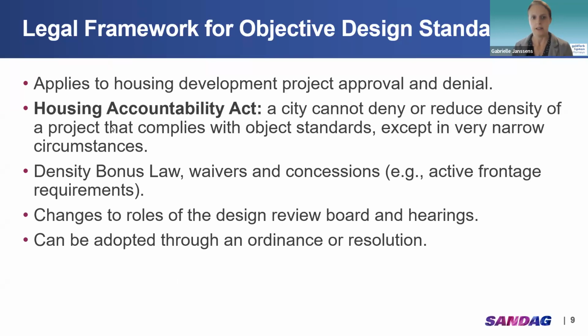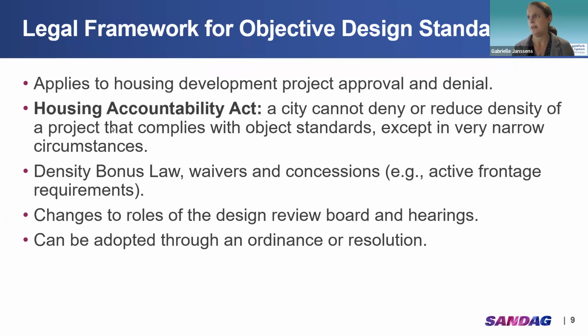Okay, so as I mentioned, the Housing Accountability Act limits the ability to deny or reduce the density of a project that complies with objective standards. There are some very narrow circumstances in which a city could deny a project or reduce the density if the project is complying with objective standards. So for a housing project that does not have 20% affordability, you would need to show the specific adverse impacts on public health and safety, and that there's no way to mitigate or avoid the impact. That is a finding that would have to be made in order to reduce density or deny a project that's compliant with your objective standards.